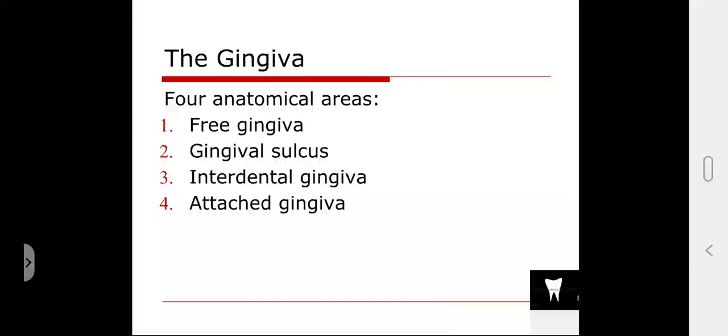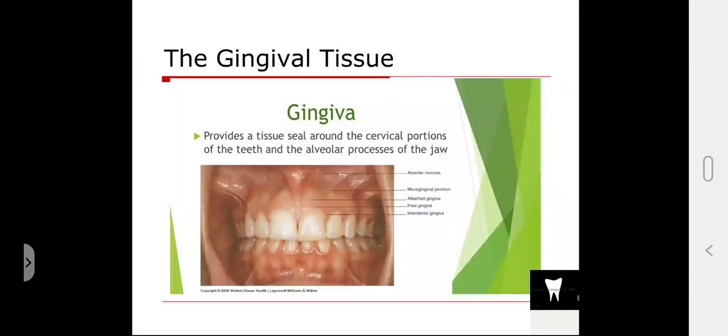The gingiva has four anatomical areas: the free gingiva, the gingival sulcus, the interdental gingiva, and the attached gingiva. We're going to discuss all of these. The gingiva itself just provides a beautiful seal around the cervical portions of the teeth. In health, of course, we're talking about in health, and the alveolar process of the jaw.